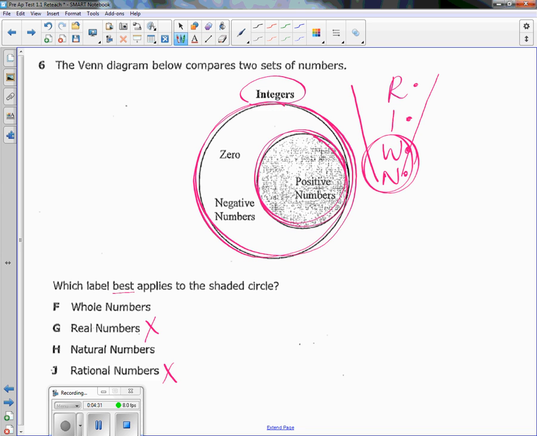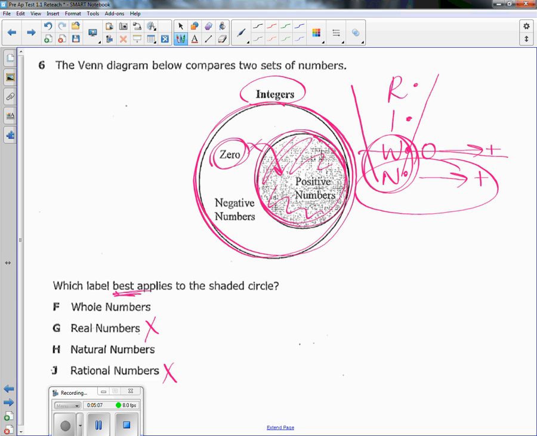And we want to know which label best applies. So yes, they would be a rational number inside here, but we want to know which one is the most specific, the best example. So the shaded region is saying just positive numbers. So we know that whole numbers include 0, have no fractional parts, and go to the right, positive numbers. Natural numbers do not include zero, and it's just whole positive numbers, so it has no fractional parts. We see that 0 is out here and not included in this circle. Therefore, it can't be whole numbers. It has to be natural numbers. That's the only thing that we have left to choose.